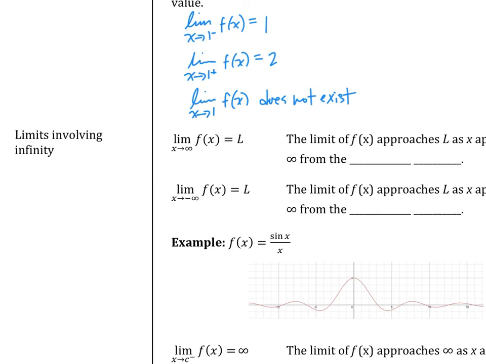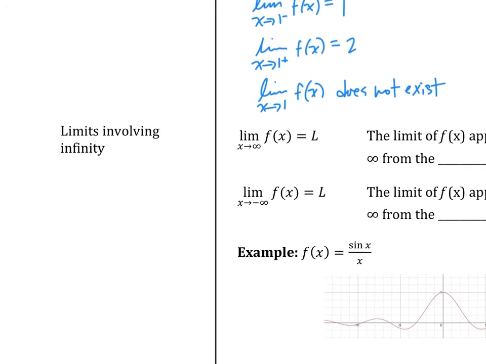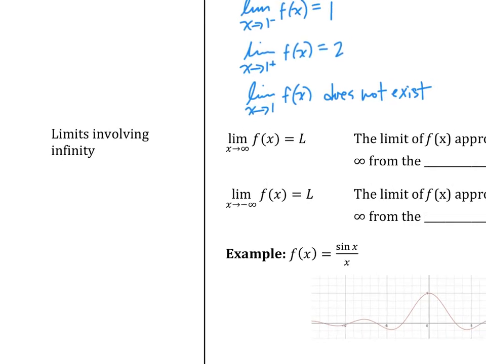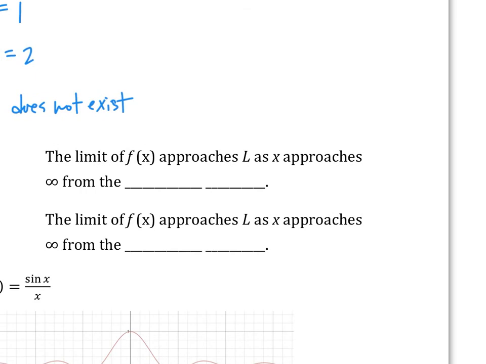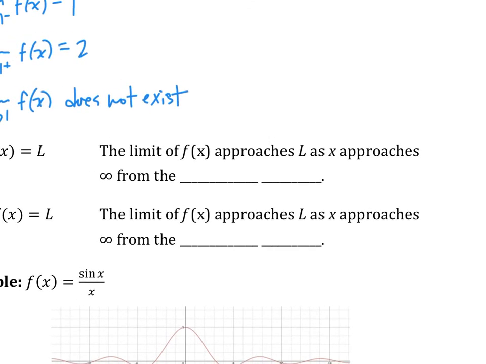Now we have some different kinds of limits that we need to cover. There are limits that involve infinity in different ways. So limit as x goes to infinity, meaning x is going to the right-hand side really, really far, or as x goes to negative infinity, so going to the left really, really far, y is going to some number, then we say that there is a limit. So the limit of f of x approaches L as x approaches infinity.